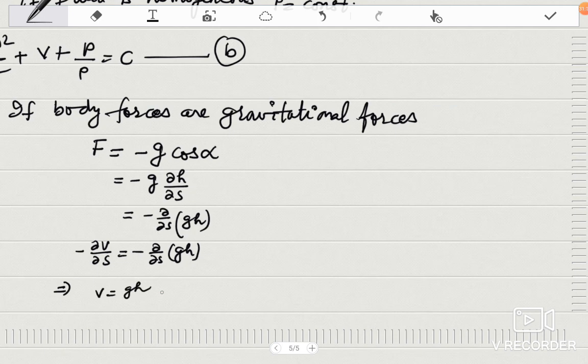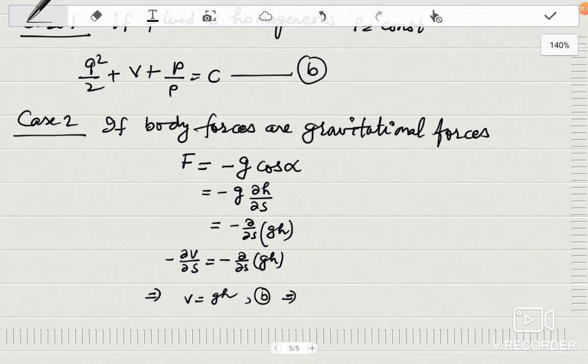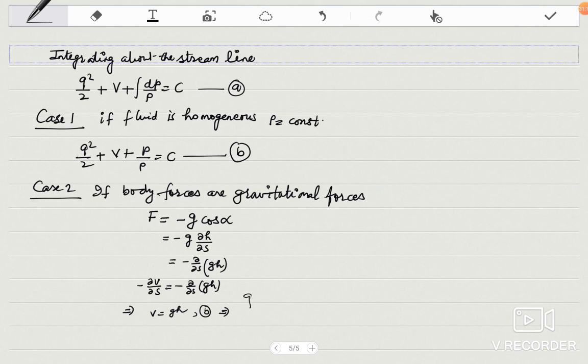So substitute it in B. So B gives q square by 2 plus V, this will be gH, plus P by rho is equal to C. This is known as Bernoulli's equation.